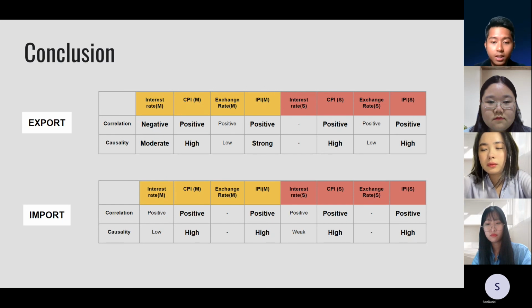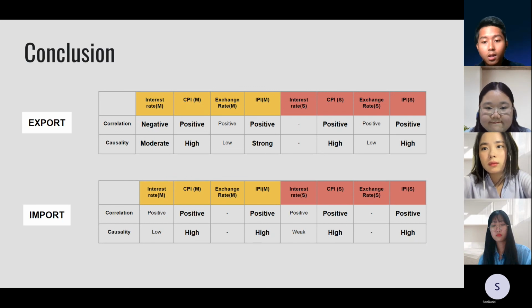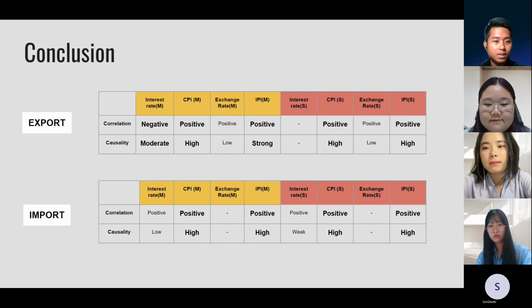In regards to the interest rate, it is acknowledged that the Malaysian export does not correlate with both the Malaysian interest rate or Singapore's interest rate, while Malaysian export has a negative correlation with the Malaysian interest rate. This finding is in line with Choi Byung-il, 2018, who stated that the rising value of a country's currency, which can be ignited by an increase in the interest rate, will reduce the competitiveness of international trade of that particular country. I think that's it from all of us. Thank you.